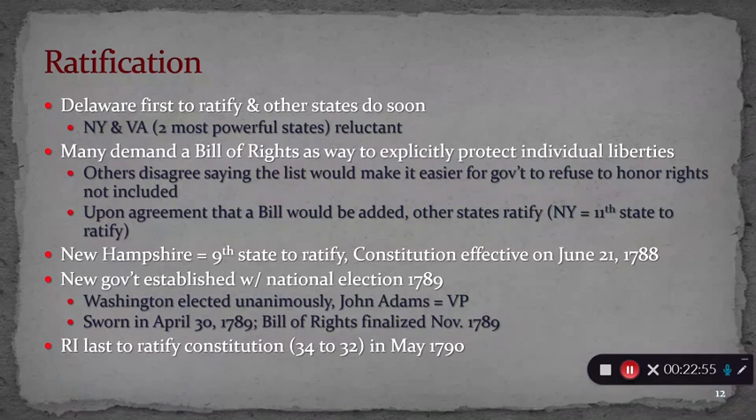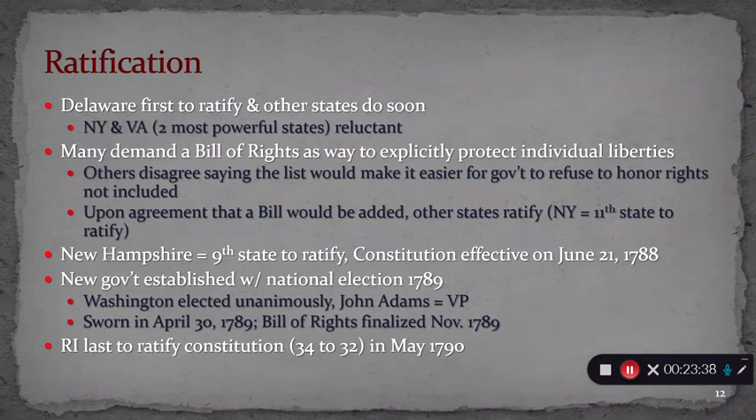So the government that the Constitution creates goes into effect in April of 1789 with the election, the unanimous election of George Washington as president. The Bill of Rights is written and finalized and added to the Constitution in November of 1789. And then Rhode Island is the last of the original 13 states to join, and that is in May of 1790. And so that establishes the Constitution as the framework that the government is built upon all the way down to the present.